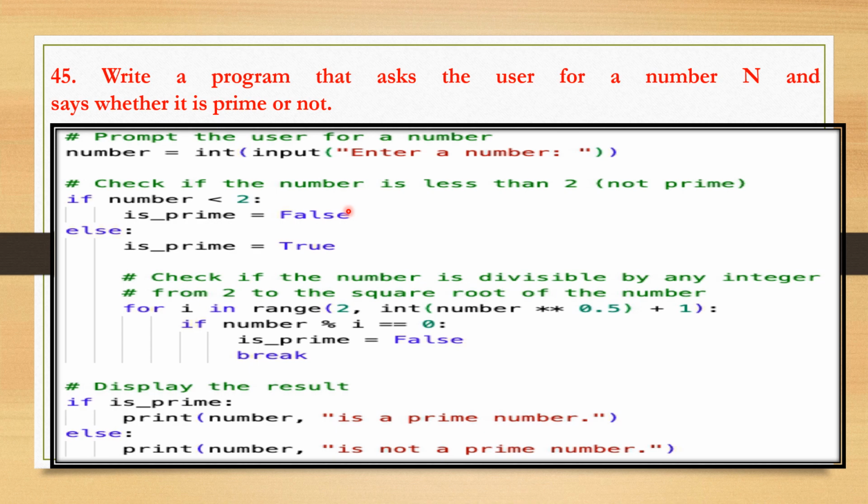2 we set is prime to true initially, and we use a for loop with the range function to iterate from 2 to the square root of the number inclusive. And this loop will check if the number is divisible by any integer in that range. So inside that loop, we use a modulo operator to check if the number is divisible by the current value of i. So if it is divisible, then we set is prime to false and break out of the loop. After the loop, we have determined whether that number is prime or not based on the value of is prime. Finally, we use the print function to display the appropriate message based on the value of is prime.